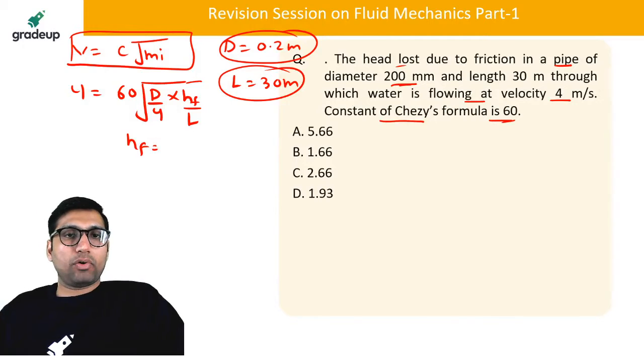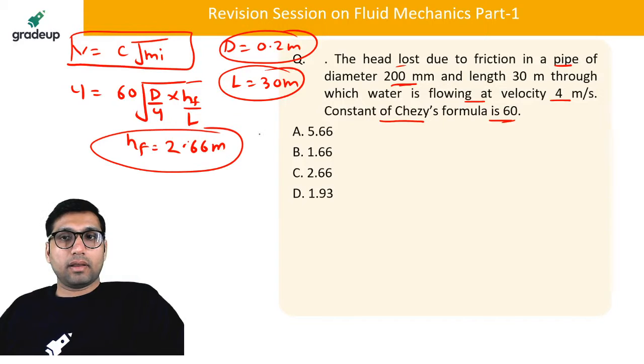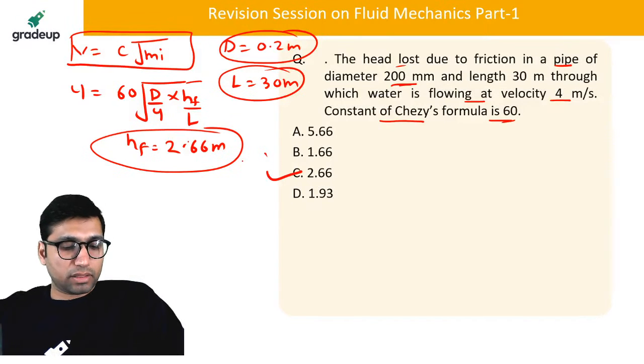So m will be equal to d by 4. D by 4, you can put the value of d, and you will get the head loss from here. So head loss will be equal to what? Head loss due to friction will be 2.66 meter. So the answer will be option C in this question.